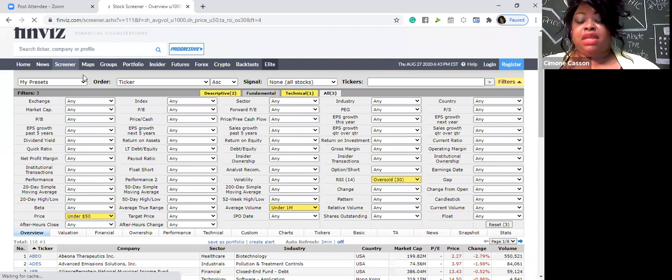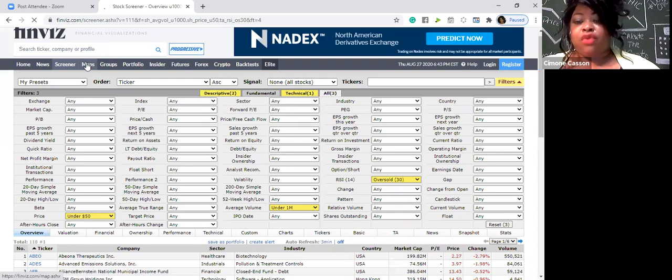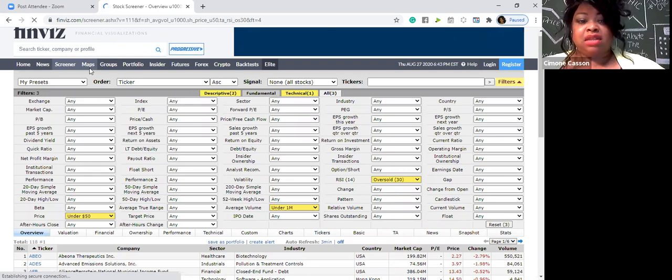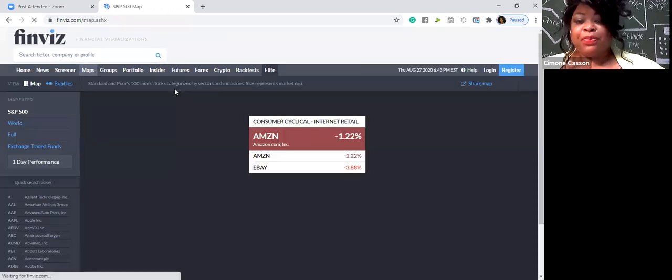All right, the next portion of this is the maps portion. My computer's taking a little bit of time. Okay, cool. All right, so heat maps are really cool.